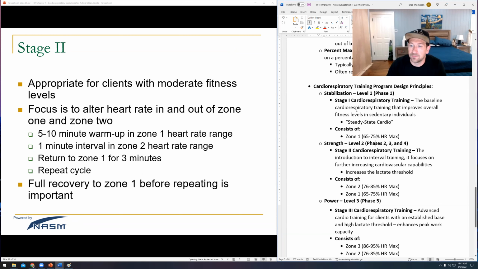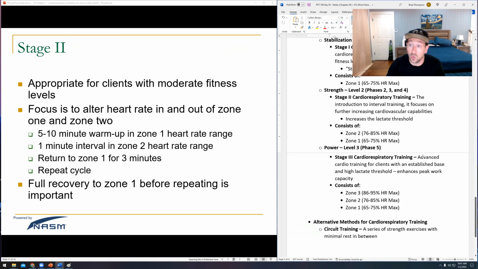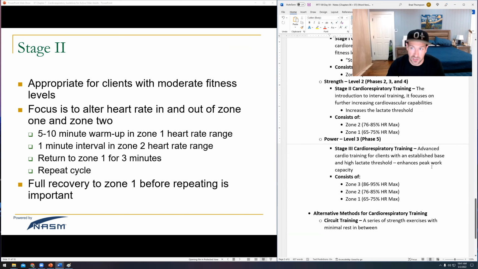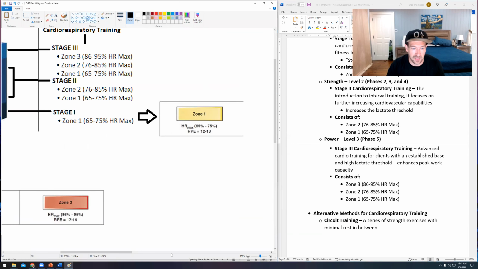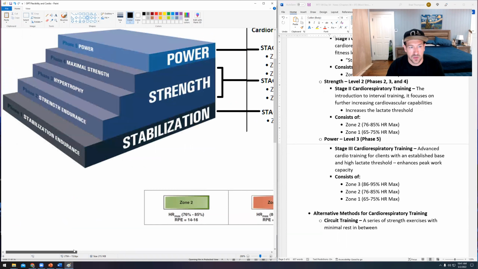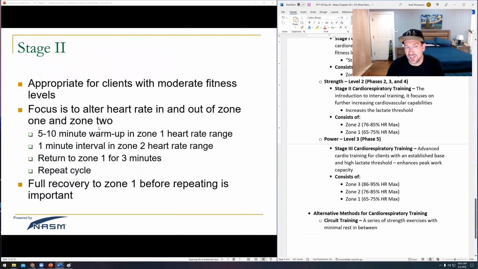be. So clients in level 2, that's phase 2 or phase 3 or phase 4, they're going to get the stage 2 tool bag. Let's go by my little image here, right? So clients in the strength level, whether that is strength endurance, hypertrophy, or max strength, they're in the strength level. They're going to be doing stage 2. That's zones 1 and 2. The focus here is to move into and out of heart rate zones 1 and 2.